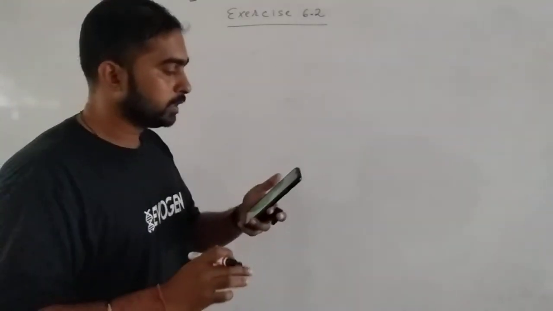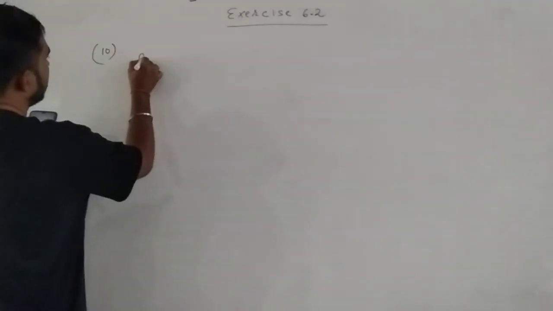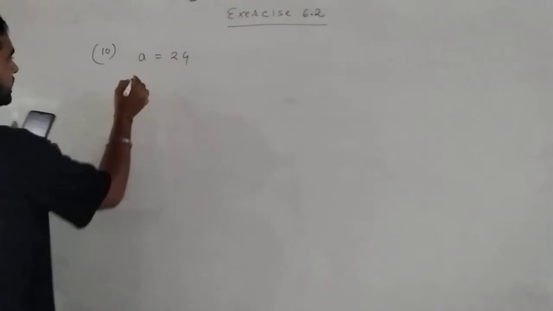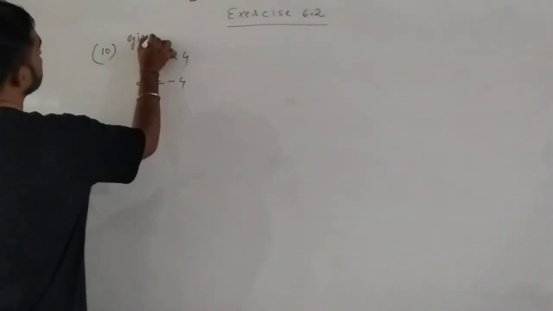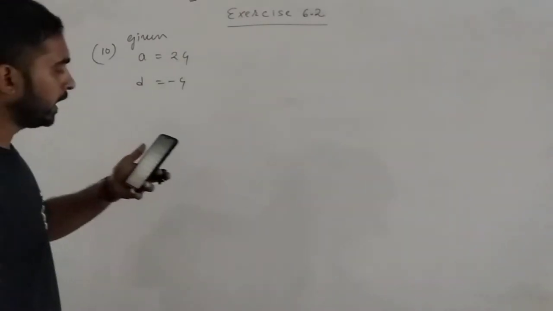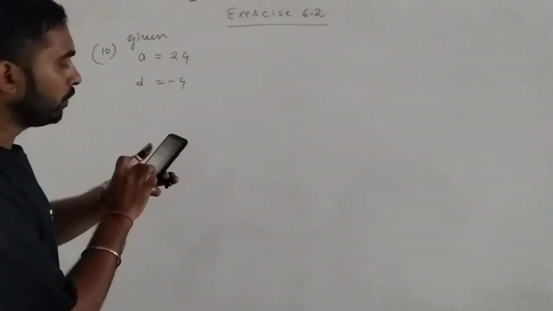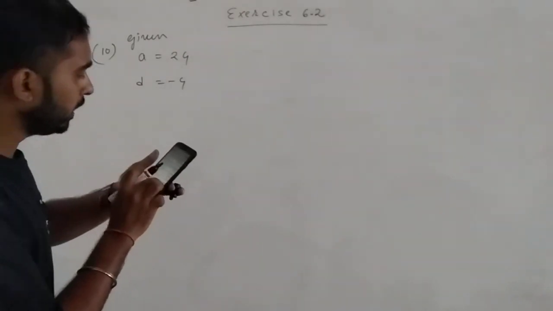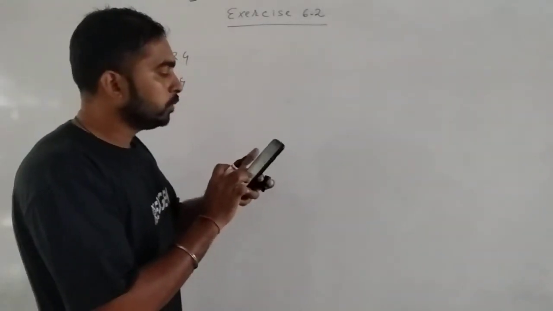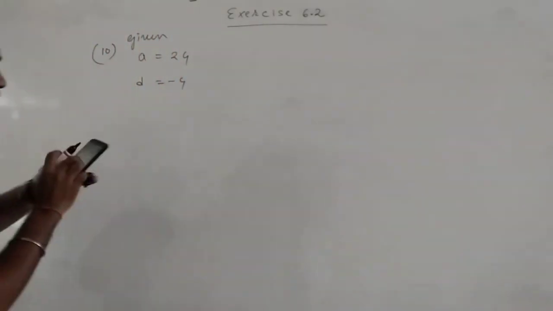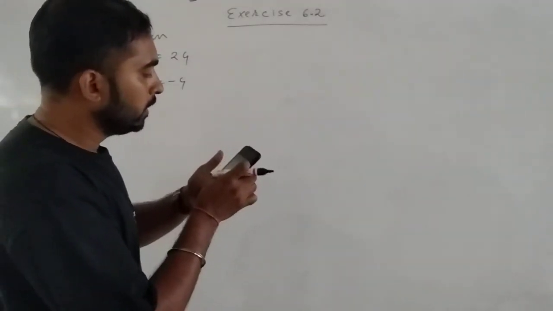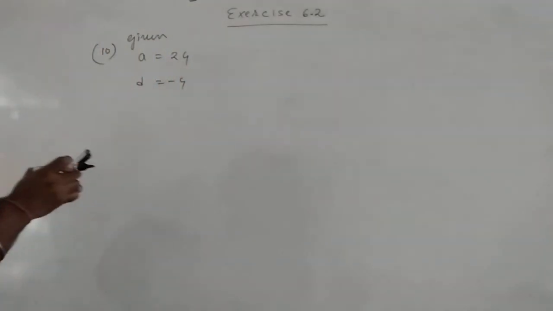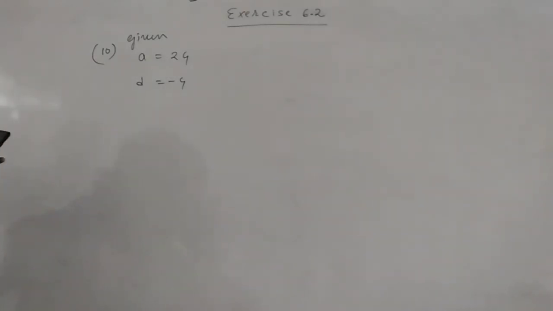In an AP, the first term, A equal to 24, and the common difference, D equal to minus 4. These are the given values. A equal 24 and D equal to minus 4. Find the number of terms of the AP to be added to get the sum 72. Now here the question is, find the number of terms of the AP that are added to get the sum equal to 72.